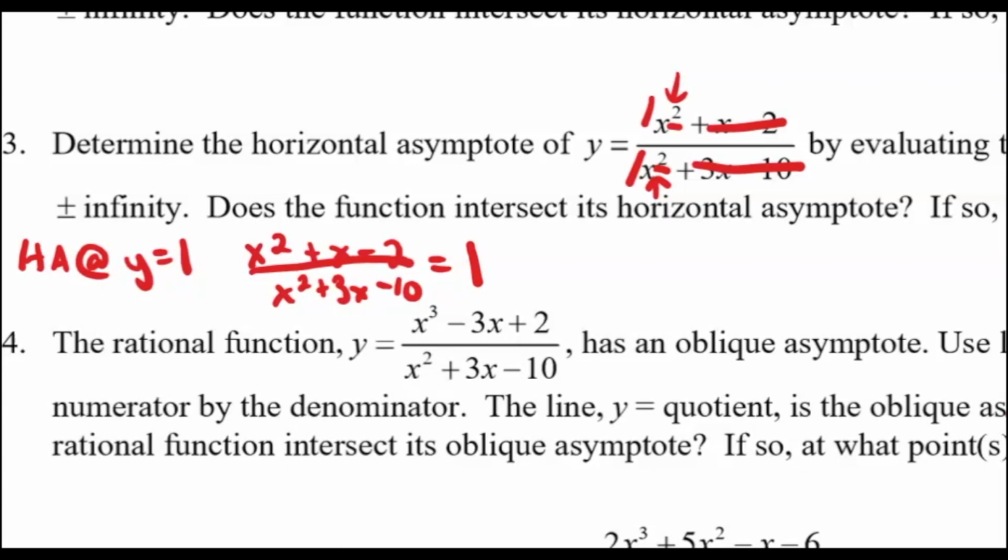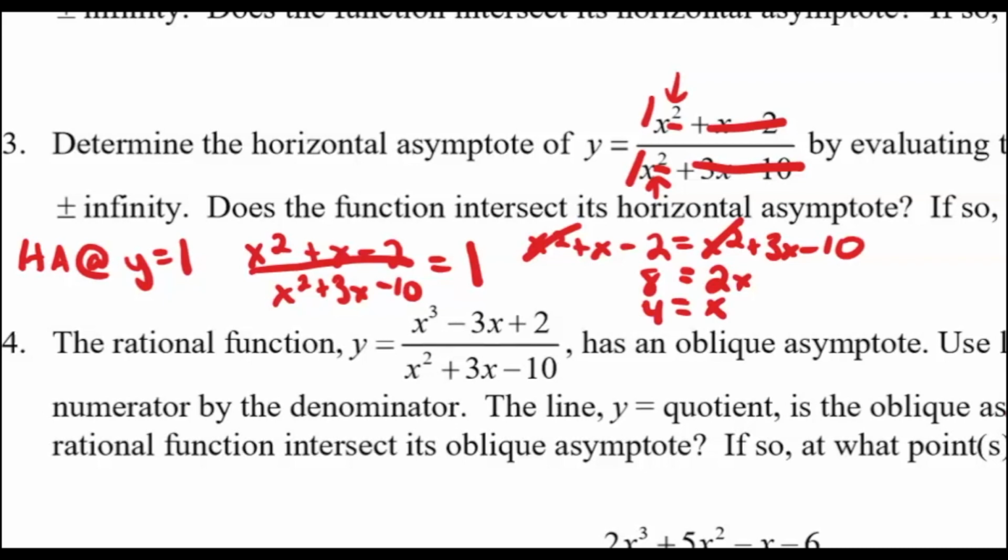We would need to multiply by the denominator with the 1 to bring it up top and get it off the bottom. And when we do that, we're going to get x squared plus x minus 2 equals x squared plus 3x minus 10. If you try moving the x squareds, they will cancel each other out. If you bring the x over to the right side, that'll give you 2x. And then take the 10 over to the left side, that'll give you 8. And so that means x equals 4.